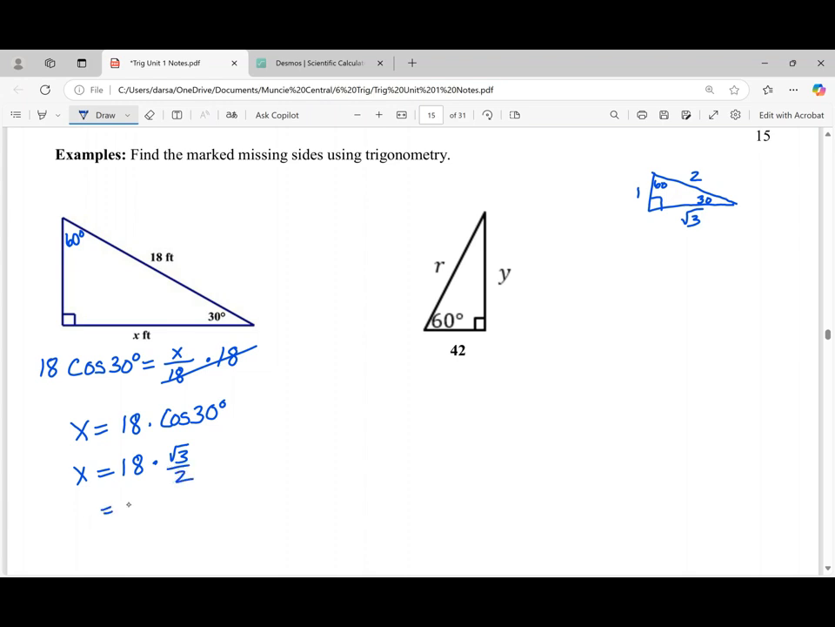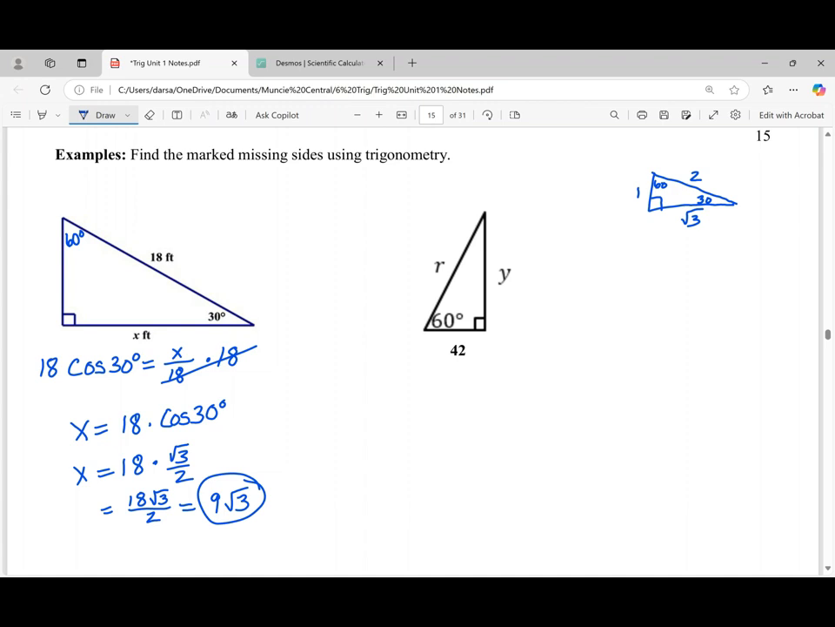And now it's just a matter of doing a little bit of math. Multiplying across the tops, that's 18 square root of 3 over 2. And then remember, outsides reduce outsides. So 18 divided by 2 is 9 square root of 3. We should be able to do a problem like that without a calculator.